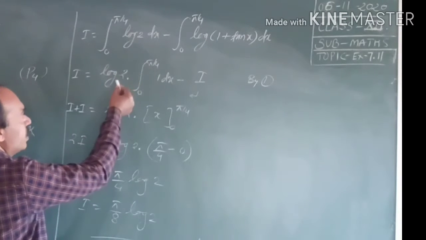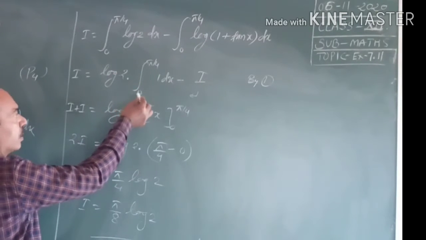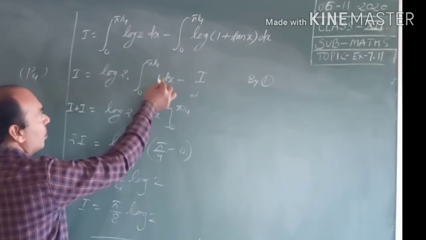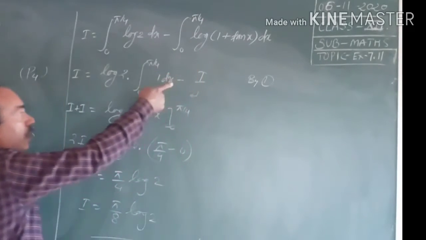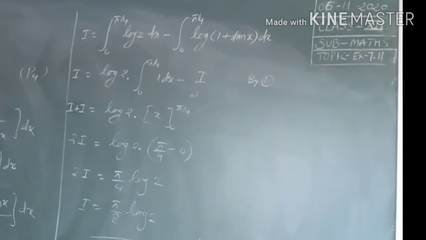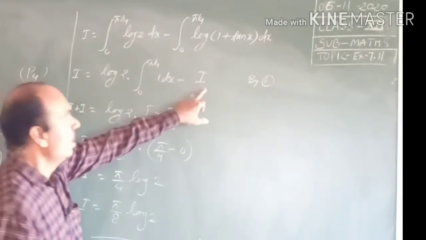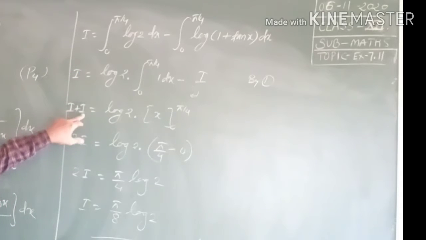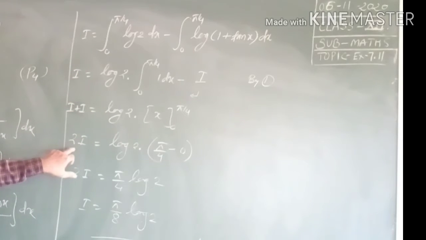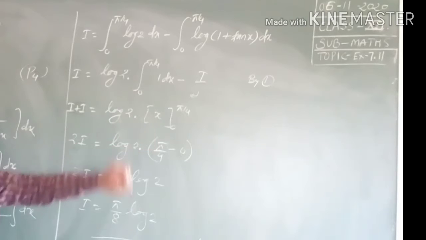Since log 2 is a constant, write it outside the integral, and it is 0 to pi by 4, only 1 and dx remaining. And see, this is integral I from equation number 1. Integral I, which is 0 to pi by 4 log of 1 plus tan x. This is our question, integral I. So write I here, and this minus I transfer here, so I plus I. In the next step you will get 2I, and the integral of 1 is x.